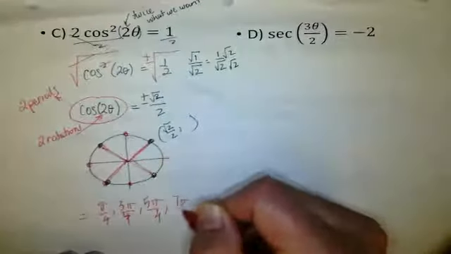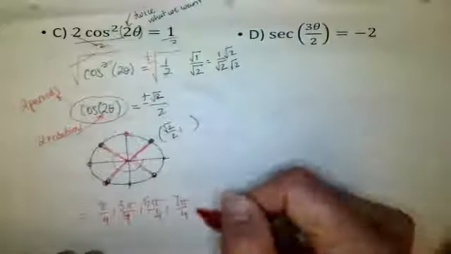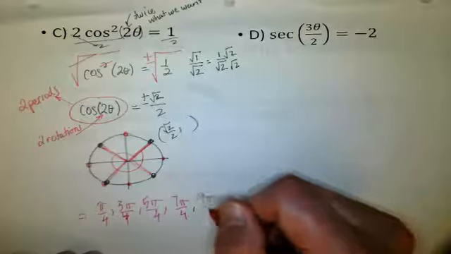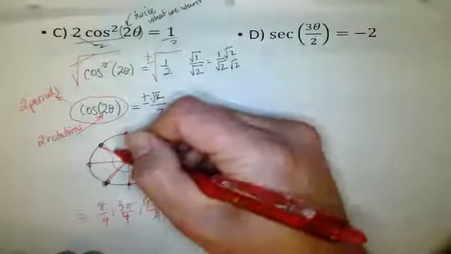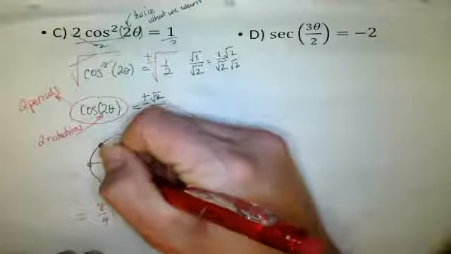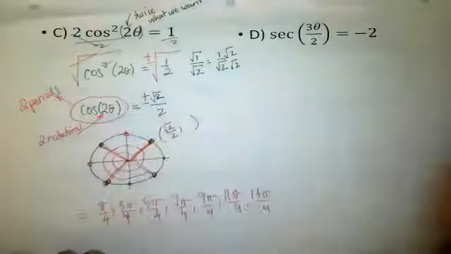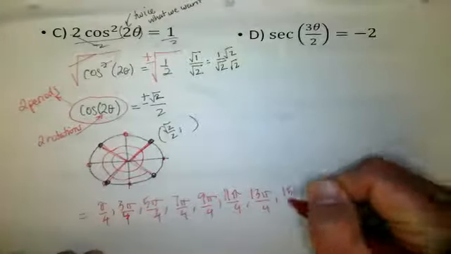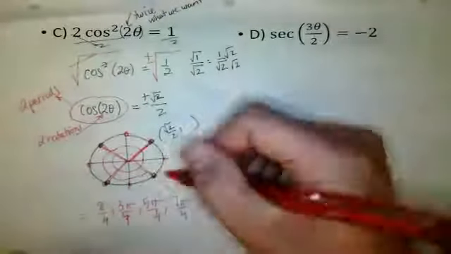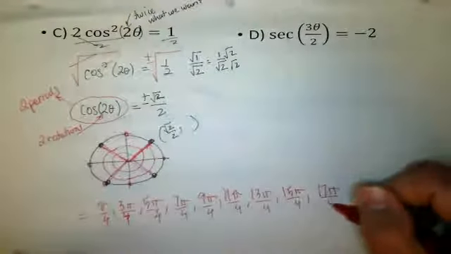7 pi over 4. That's one wrap around of our unit circle. Here's 8 pi over 4, and we're going to keep on counting. This becomes 9 pi over 4, and then 11 pi over 4, 13 pi over 4, 15 pi over 4, and that's as far as I need to go. Let me go one more just to see what happens. So that's 15, 16. This would be 17. We'll talk about that in just a second.